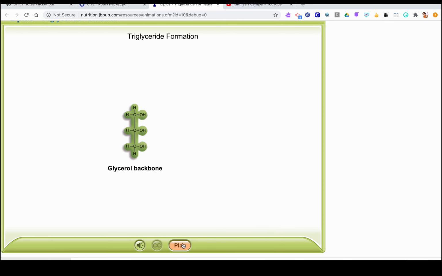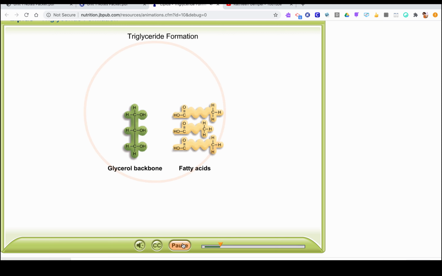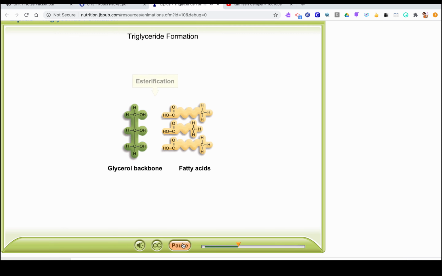Triglycerides are made up of 3 fatty acids and a glycerol molecule. Glycerol forms the backbone of the triglyceride. In a process called esterification, fatty acids.